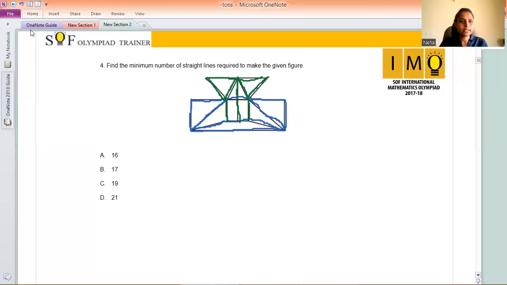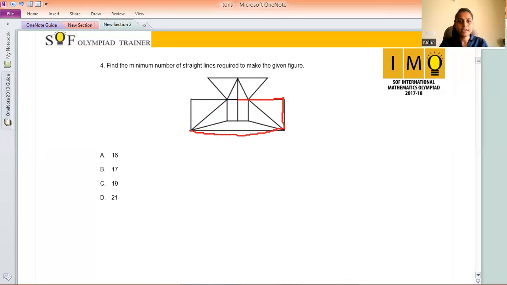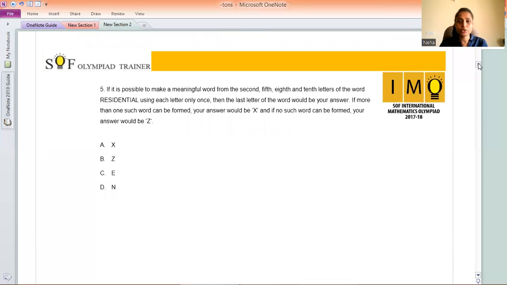One sec, guys. Let me use my eraser. Okay, so 1, 2, 3, and 4. Okay, then 5, then 6, 7, and 8. Okay, 9, 10, 11, 12, 13, 14, 15, 16, and 17. So here total number of straight lines are 17. Okay, so the option number B is your correct answer, guys. Okay, now the next one, question number 5.